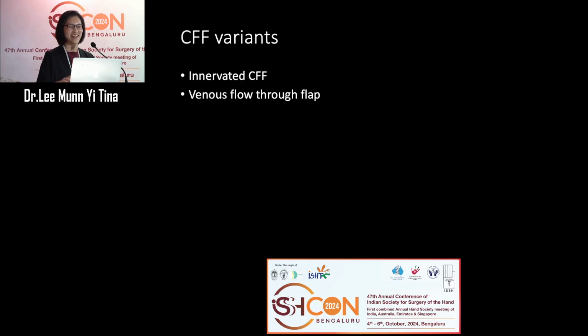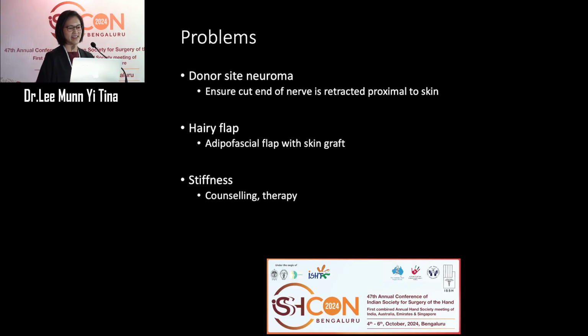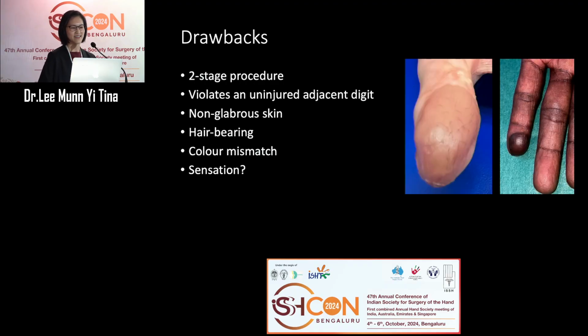Okay, thank you. So the cross-finger flap has some variants. It can be done as an innervated flap. It can also be a venous flow-through flap that is useful in the setting of the need for establishment of venous flow in replants with dorsal skin defects. Now, it has some problems that I will go through here. It is a 2-stage procedure.